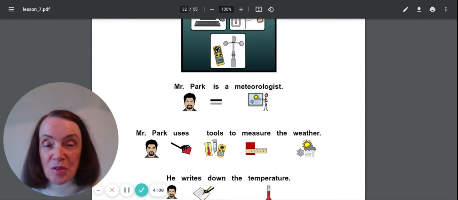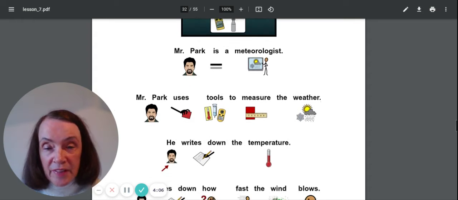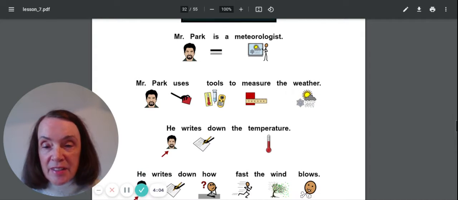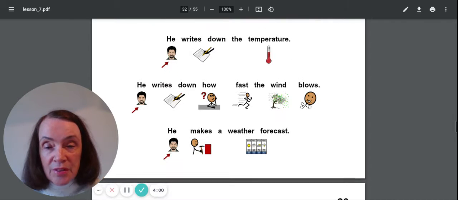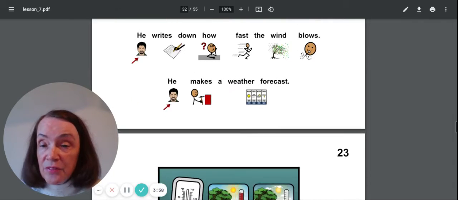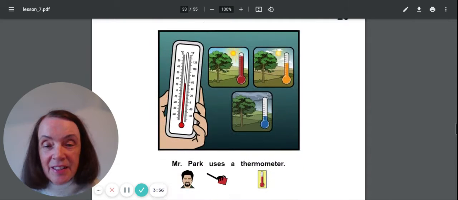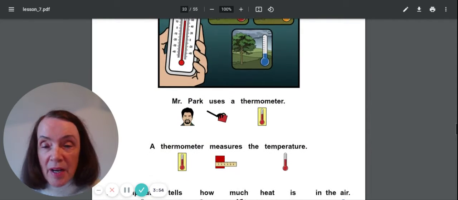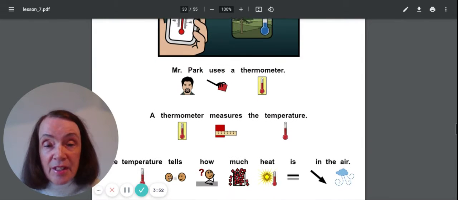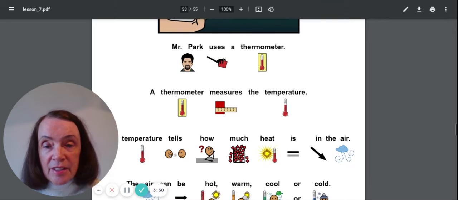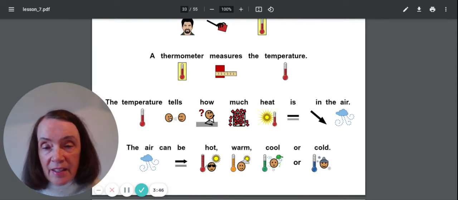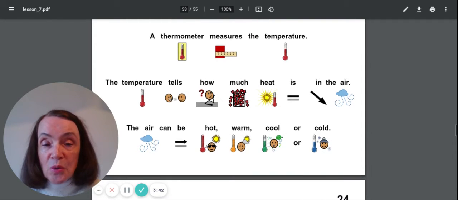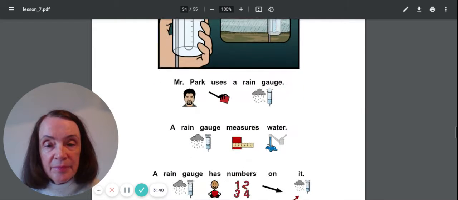Mr. Park uses tools to measure the weather. He writes down the temperature. He writes down how fast the wind blows. He makes a weather forecast. Mr. Park uses a thermometer. A thermometer measures the temperature. The temperature tells how much heat is in the air. The air can be hot, warm, cool, or cold.